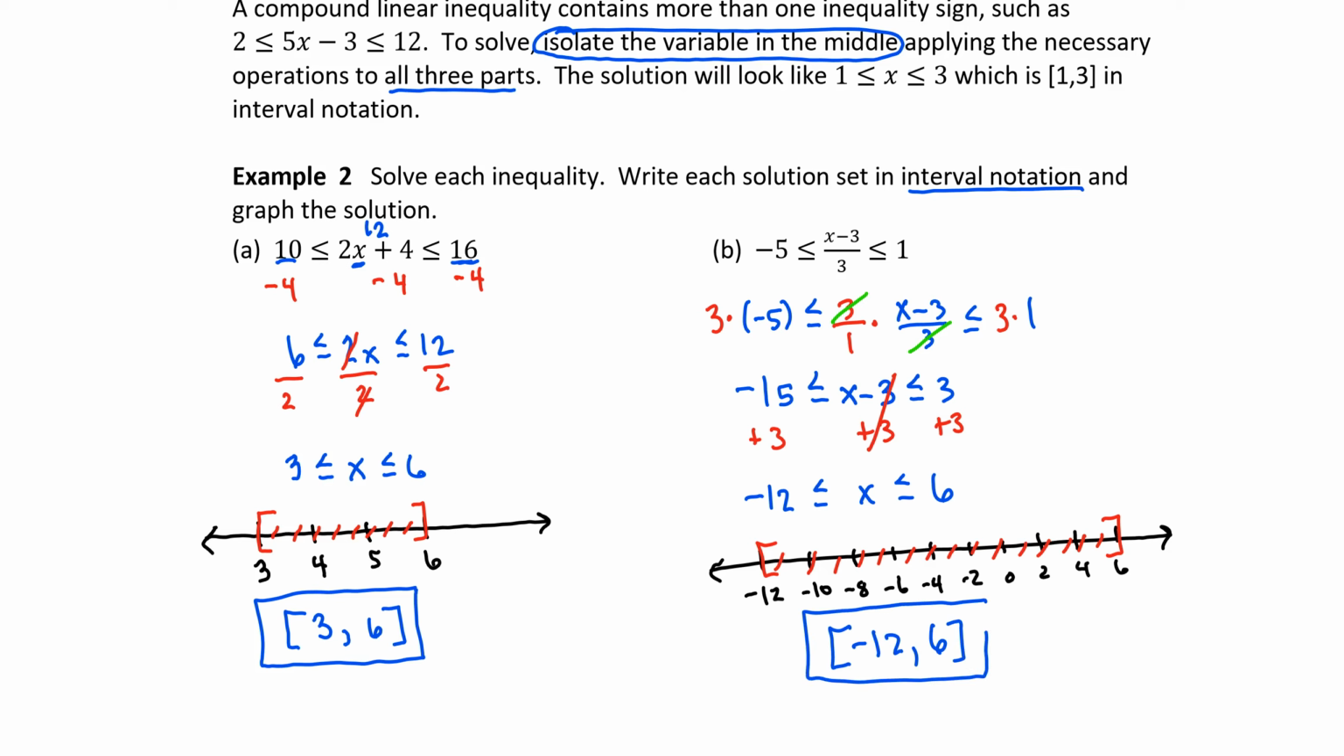So to solve a simple inequality, we isolate the variable by itself on the left. To solve a compound inequality, we isolate the variable by itself in the middle. And in either case, always remember to reverse the direction of your inequality if you multiply or divide by a negative. If you multiply or divide a compound inequality by a negative, you would reverse both inequality signs.